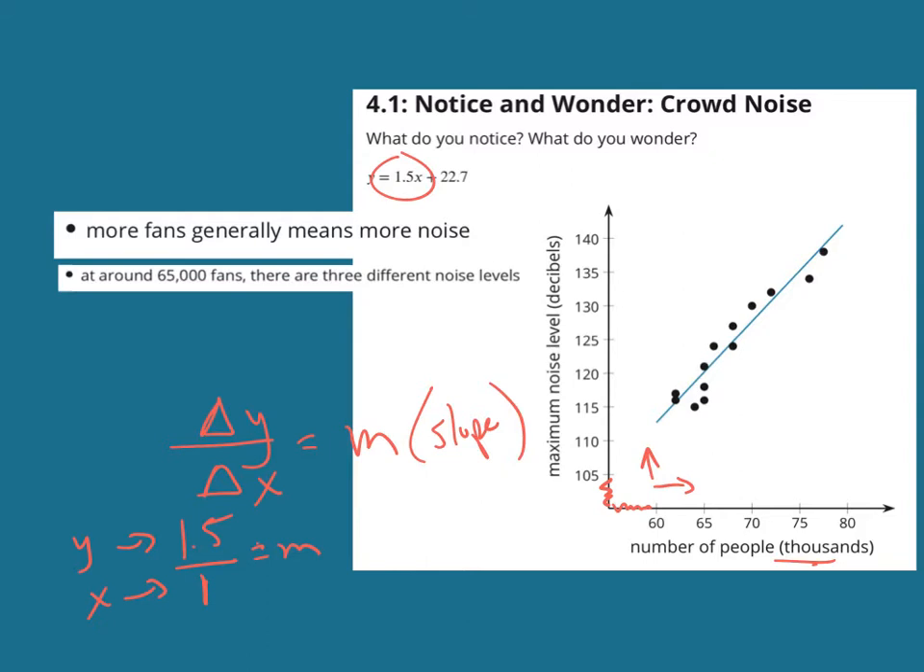When we have nobody in attendance, then the decibel rating is at 22.7, or maybe that's like the ambient noise in the area. It's not dead quiet. So that's the real life interpretation of that model.